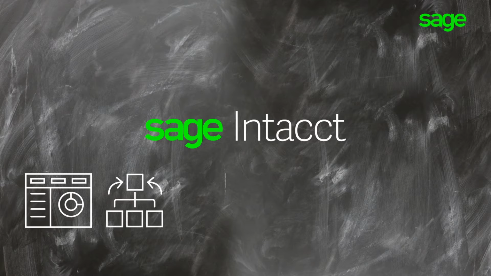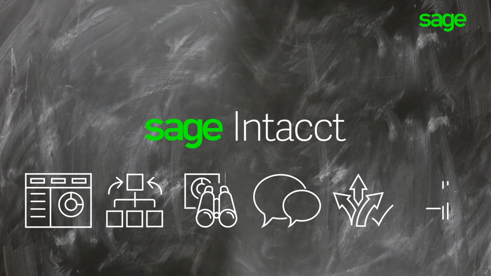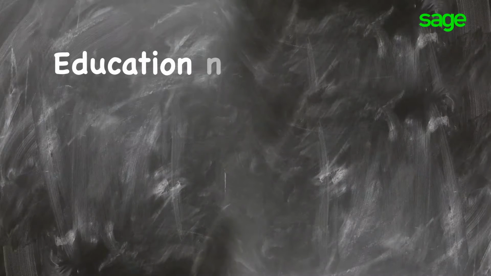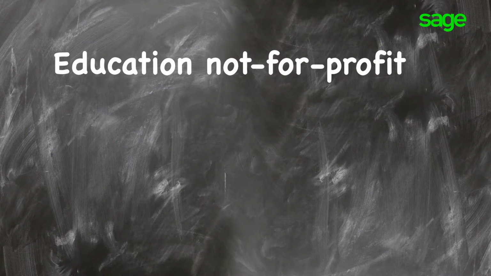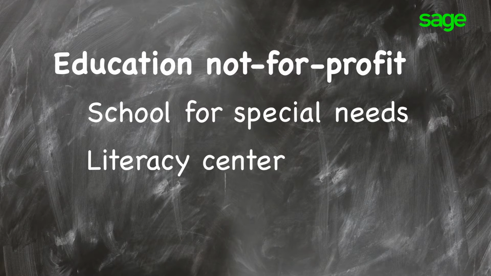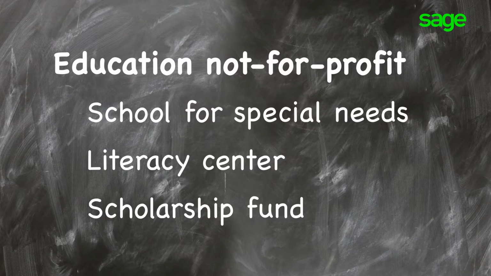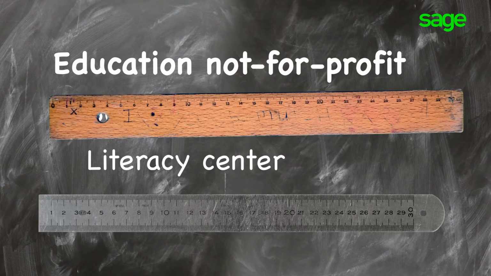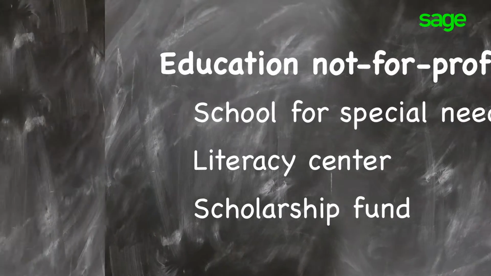Let me briefly show you Sage Intacct's tools for keeping you in control across your organization. In this simple example, an education not-for-profit organization has a school for special needs students, a community literacy center, and a scholarship fund that each run as separate entities. Leaders in each entity see just the entity they manage. The school director sees just the school. The literacy center director sees just the literacy center, and so on. The CFO and controller see across all the entities.